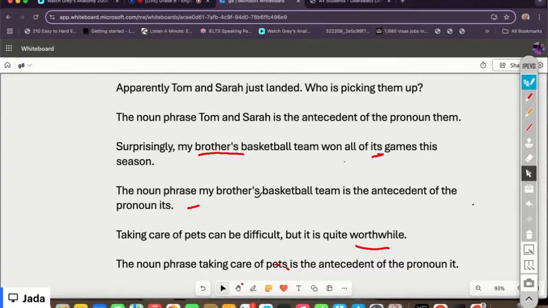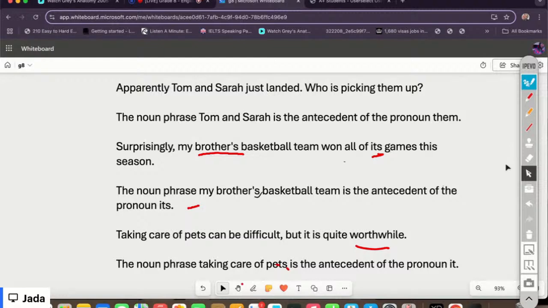So you just have to take note of the noun phrases, and you also have to note the antecedent, the pronouns, the noun. All of it is important in the sentence. Okay? So let's move on.